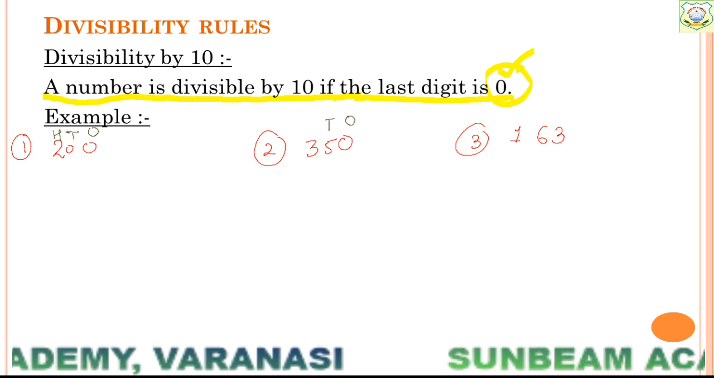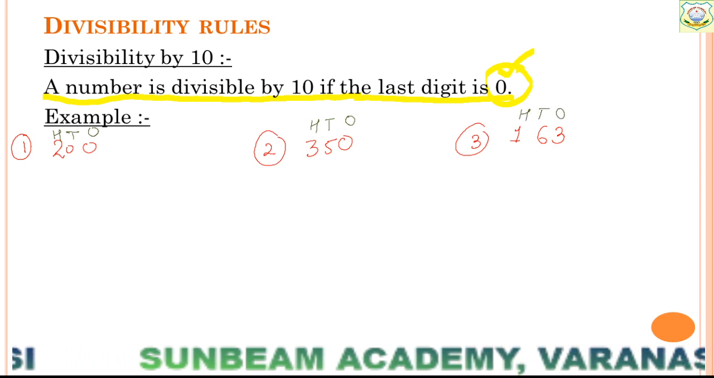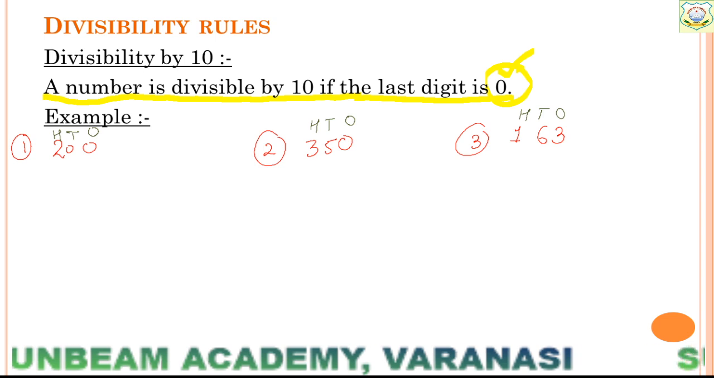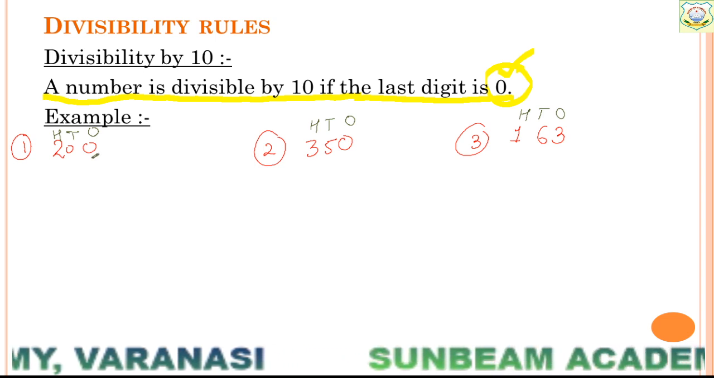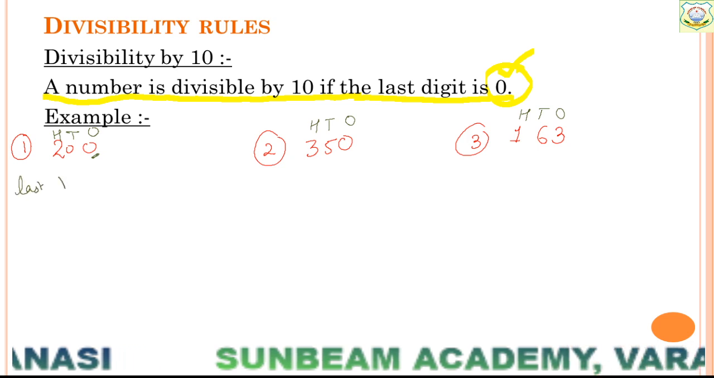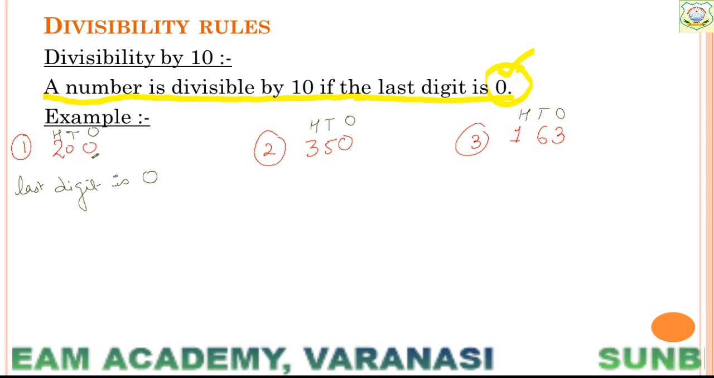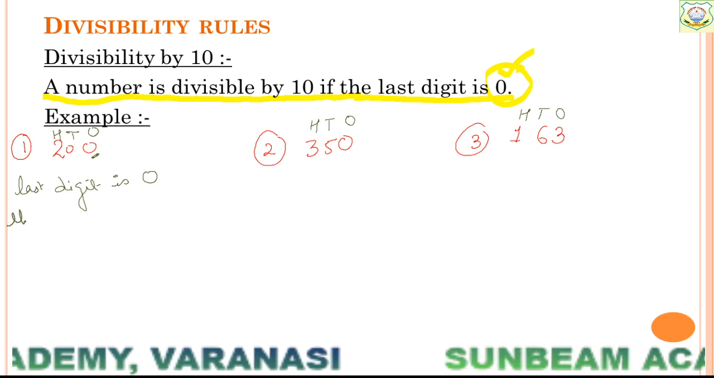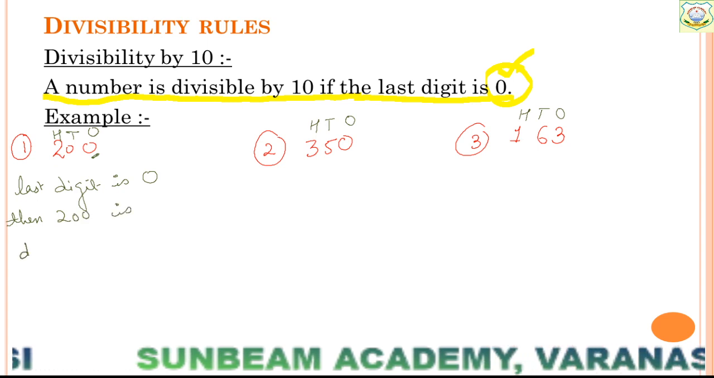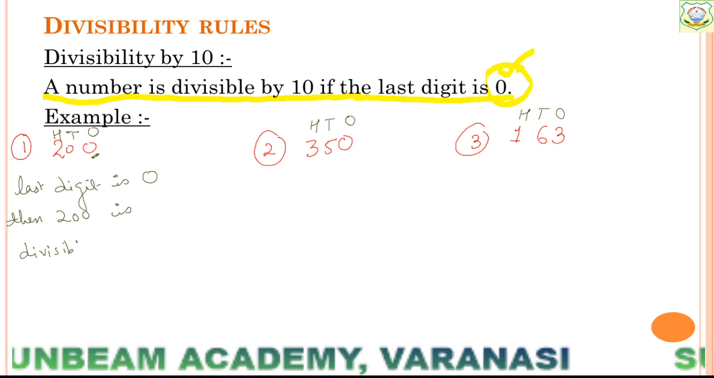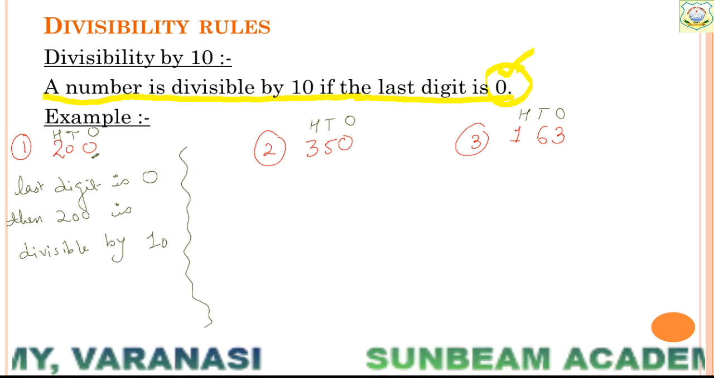Okay. Now this is ones place, this is tens place, this is 100. Here also ones, tens, 100. We have to check which place. Last digit means ones place. This one. So now tell me what we have to write. Last digit is 0. Then 200 is divisible by 10. Very good. I know that you have understood, students.